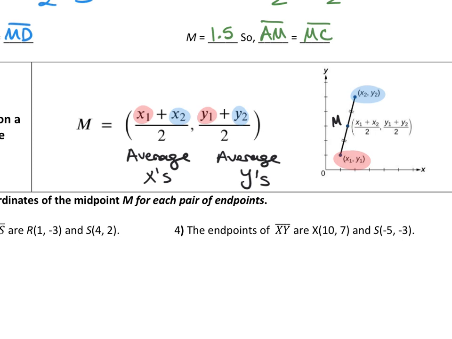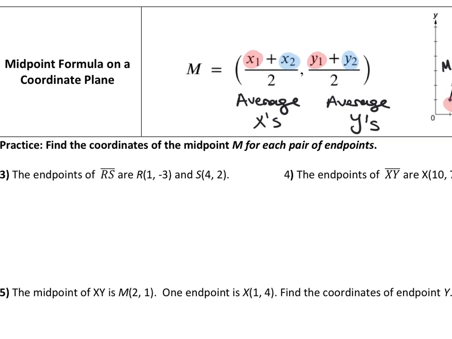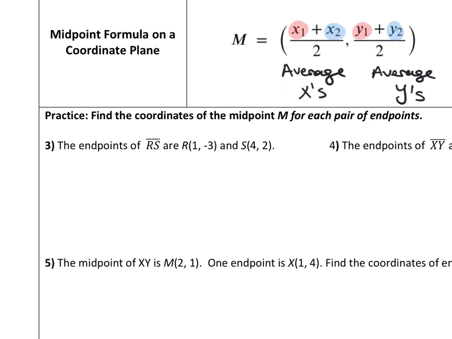Just like we did with the distance formula, we want to make sure we put the same things in the right spot. So if we are finding the midpoint for problem number 3, we have the endpoints R, and we have the endpoints S. We need to find out the midpoint between them. So I'm going to label, and I'm going to label correctly. This is x1 and y1. Remember, coordinates always come with an x and a y value. And this one is going to be labeled x2, y2.